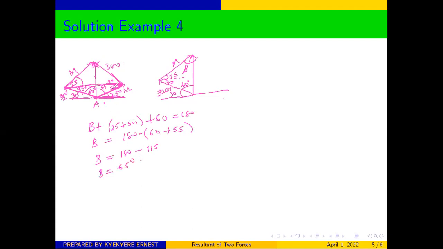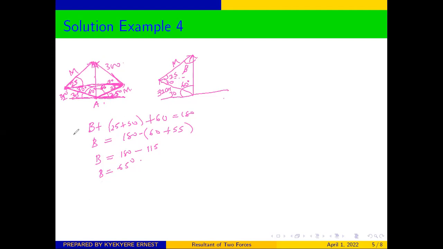In the same way, if you don't want to use that method, we are told that this side of the angle is 25. So we know that this is 90. If this is 25, then this side is going to be 65. You can also see that the angle between M and the resultant is 65. So in that case, you can also represent it here, that the angle here is also equal to 65. That is another way of finding that angle.